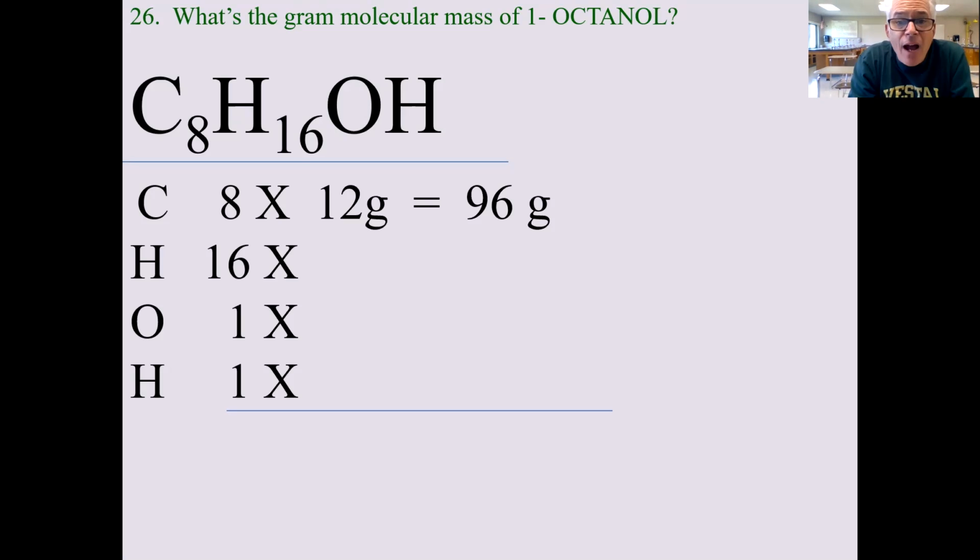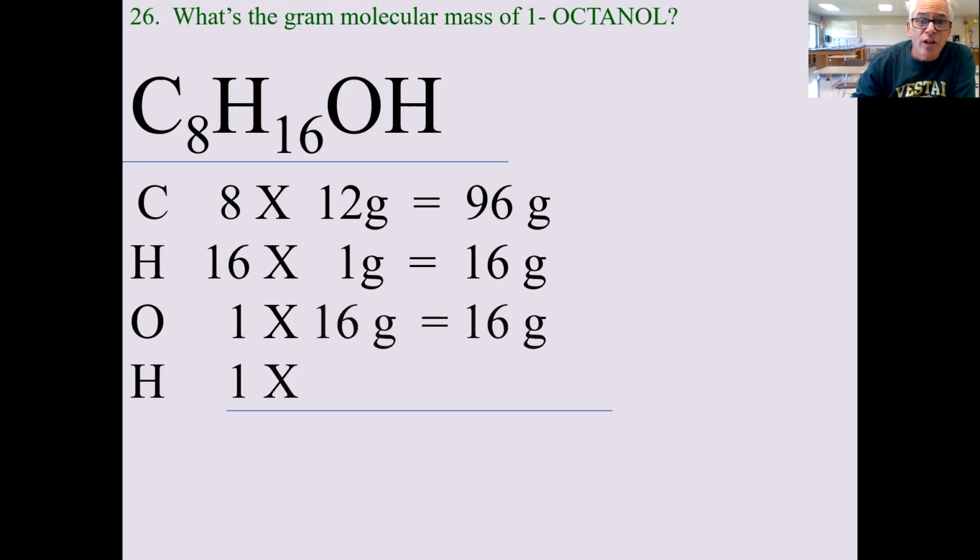So 8 times 12, because the molar mass of carbon is 12 grams per mole. 96 grams of this mole is made up of carbon. And then 16 more grams is made up of hydrogen. Now there's only 1 oxygen. So there's another 16 grams of this compound that's made up of oxygen. And then there's 1 lone hydrogen on the end that's only 1 gram because it's a single atom. It's not a diatomic twin because it's in a compound. So you got 96 grams of carbon, 16 grams of hydrogen, 16 grams of oxygen, and another gram of hydrogen.